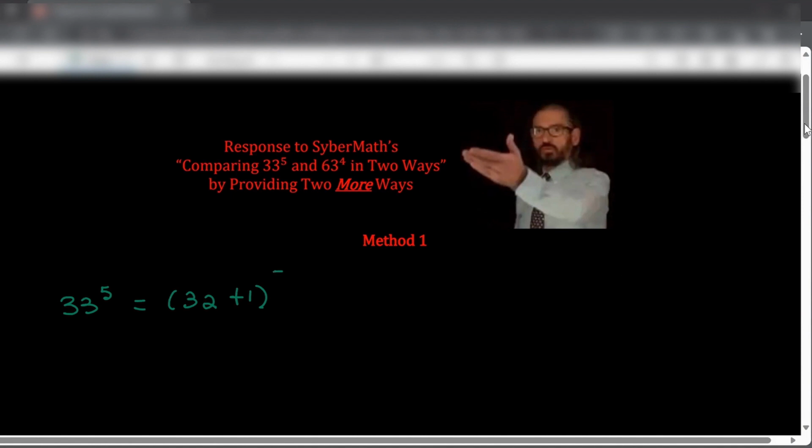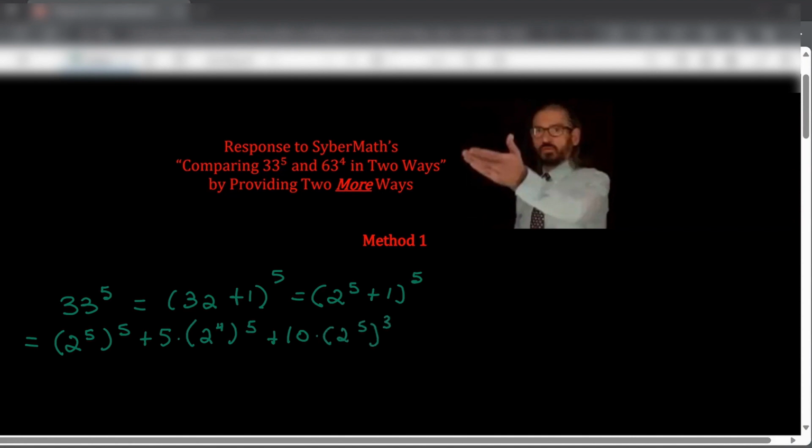First rewriting 33 as 32 plus 1, since that was being raised to the fifth power, and 32 is 2 to the fifth power. Then by the binomial theorem, we would have that 33 to the fifth is equal to the following. It's going to take a little while to write this. There we go. And I'm going to use the property of exponents that when two exponents are right next to each other, then we multiply the exponents.